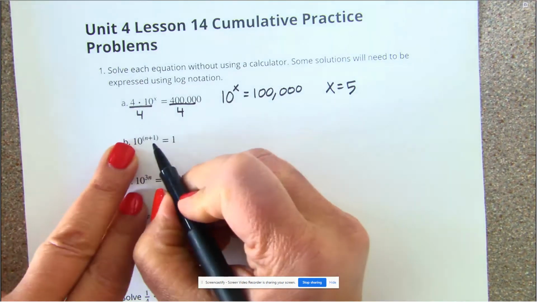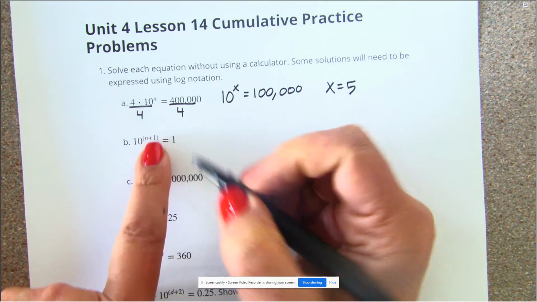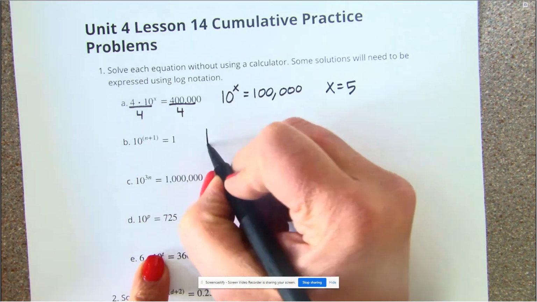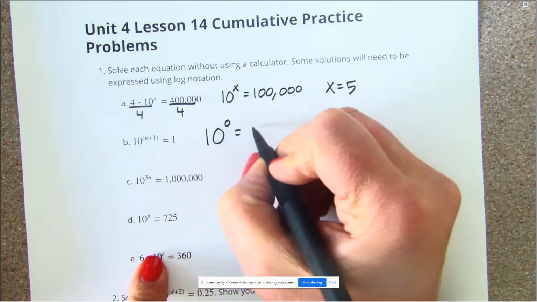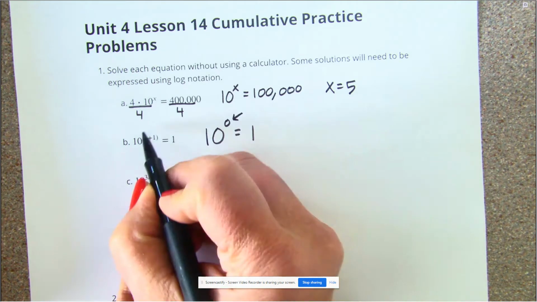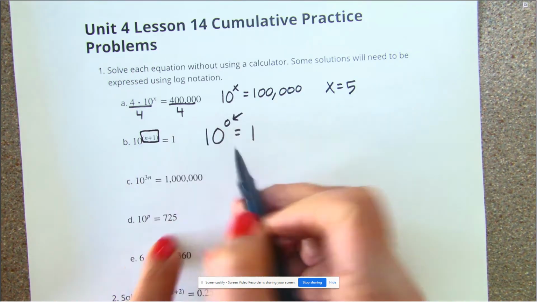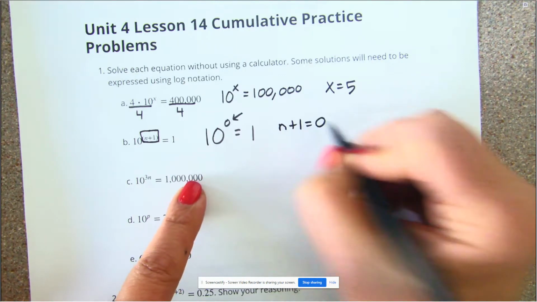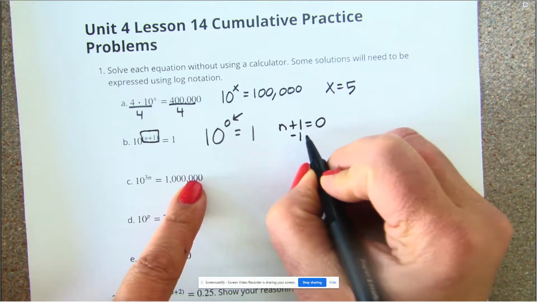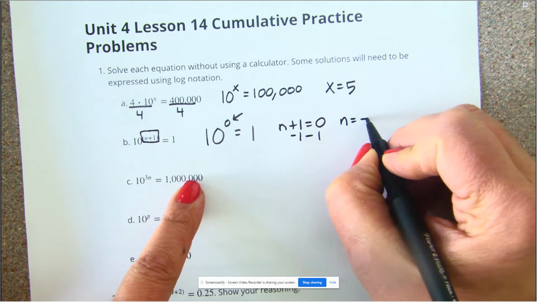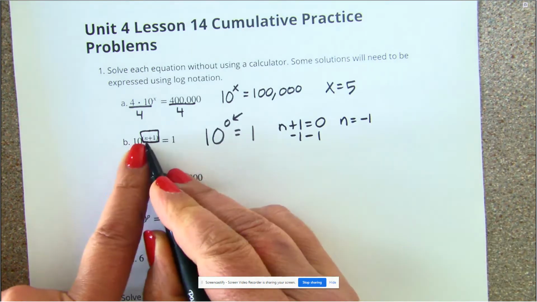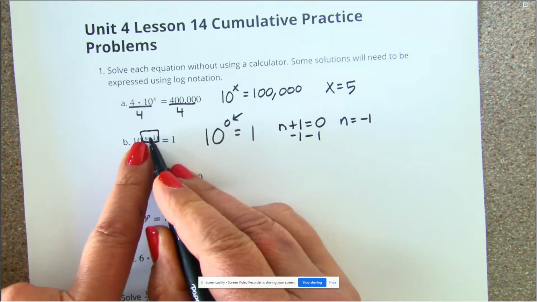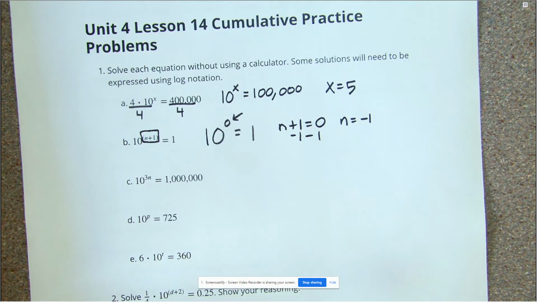Okay, here, it's already alone. 10 to the what power will make 1? I know 10 to the 0 makes 1. So this needs to be equal to 0. So n plus 1 needs to be 0. You can either do that mentally or you can do the math. n needs to be negative 1, because if I put a negative 1 in there, negative 1 plus 1 makes 0, and 10 to the 0 is 1.